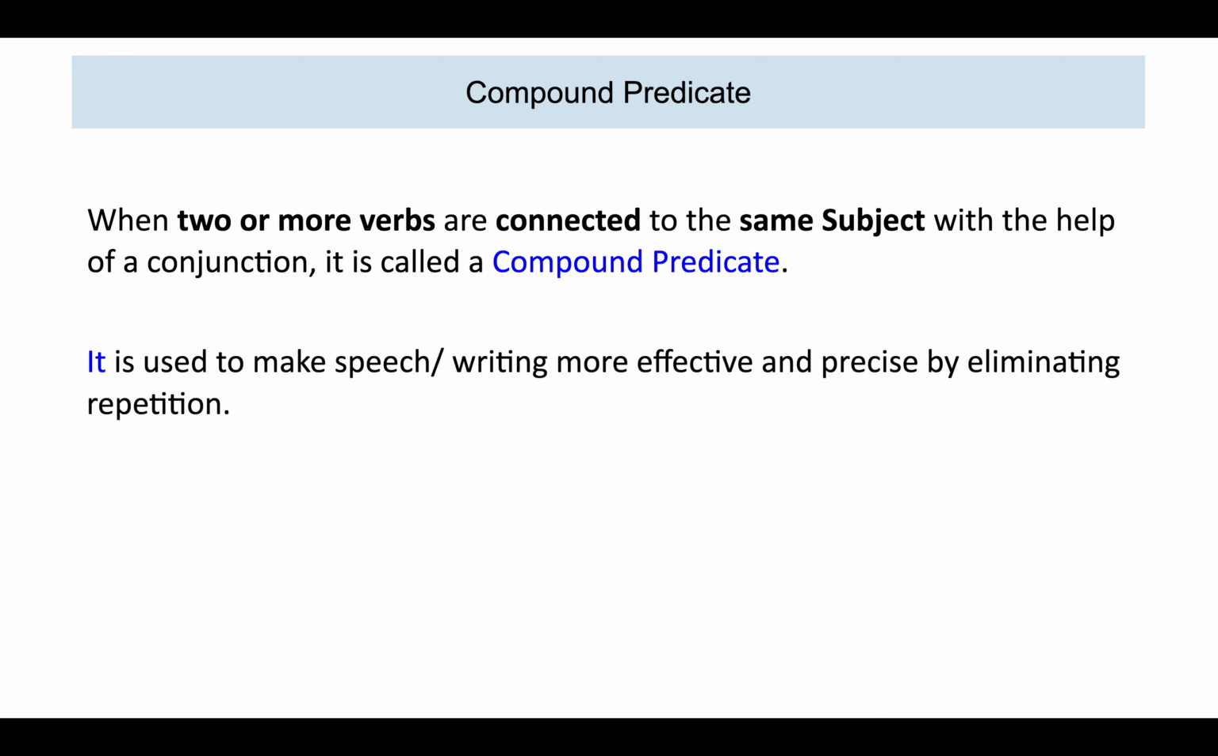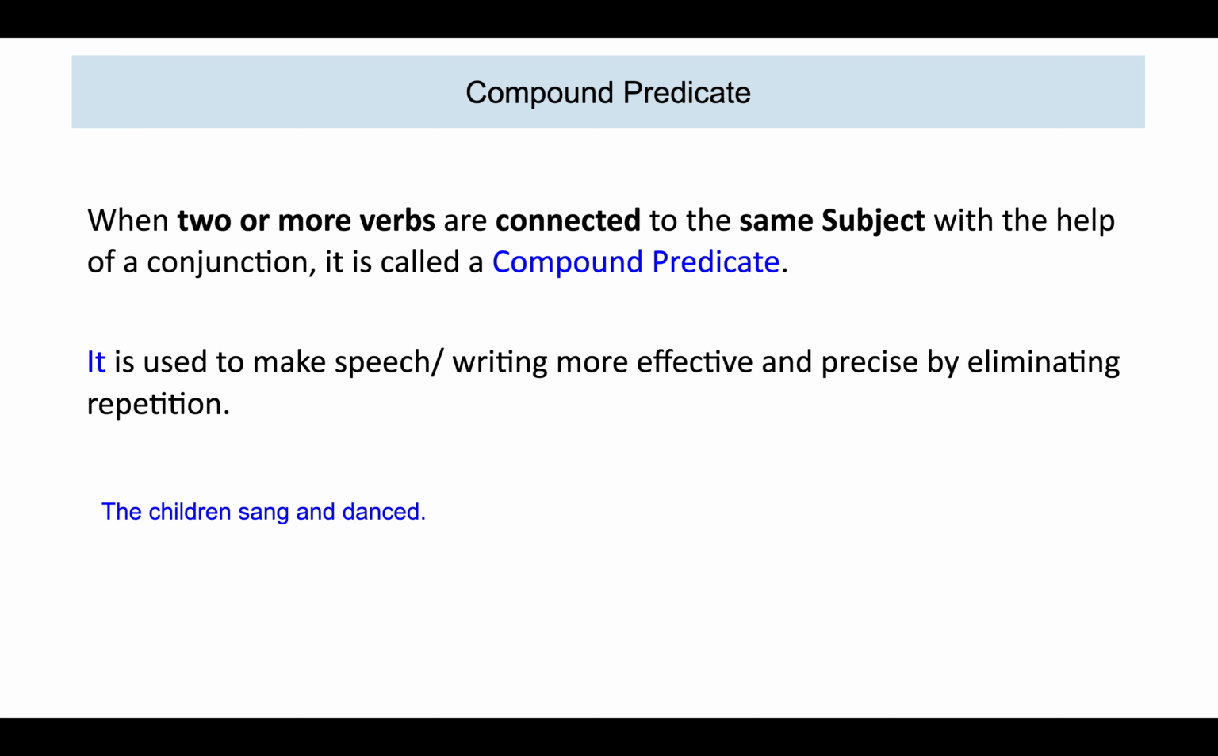Why is this done? Why do we have this kind of usage? It is used to make speech or writing more effective and precise by eliminating repetition. You will understand this when we go through the example. The children sang and danced. Now you know the subject is the children. Now what did they do? They did two things. They sang, they also danced.